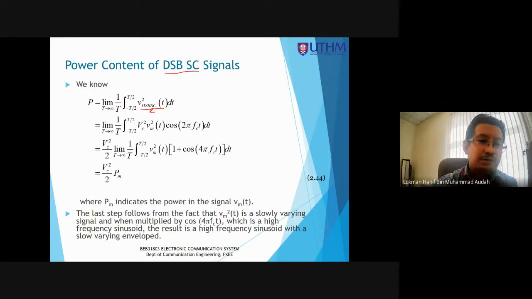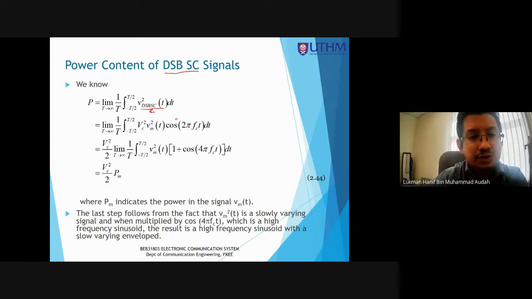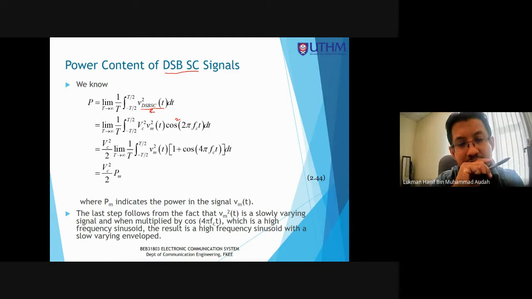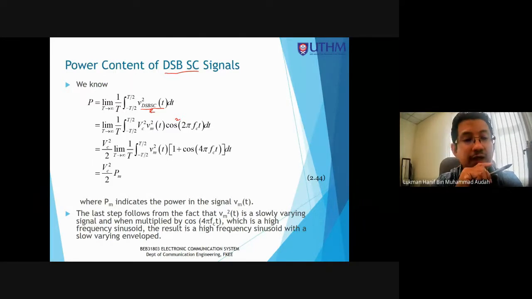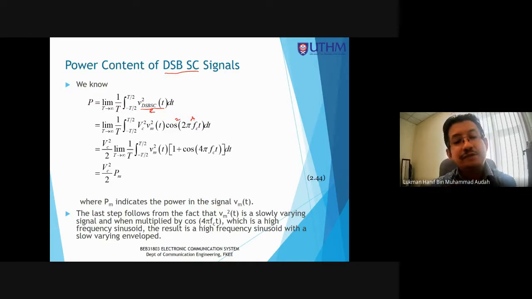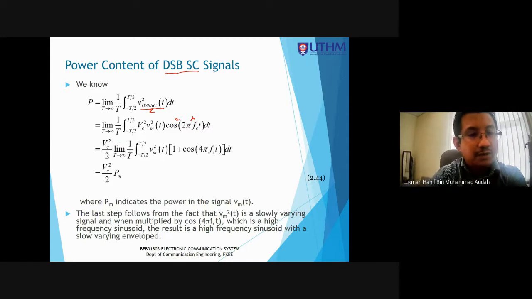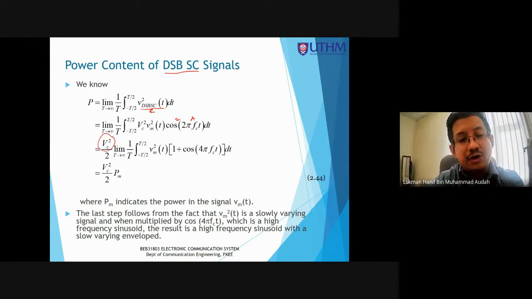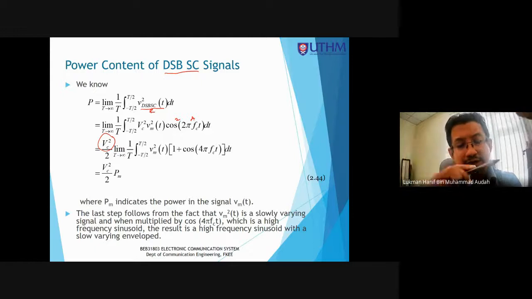And apabila dia kamirkan, so dia kembangkan equation ini, so ini sepatutnya ada kuasa 2. Dan cos kuasa 2 according to trigonometry identity, it is equal to 1 over 2, 1 plus cos 2a. So ini 2a, a di sini adalah ini, so dia jadi 2 kali ganda, so jadi 4 pi fct. Ini tak perlu hafal, jangan hafal. Okay, so and then dia carrier constant dia bawa keluar, and then dikamirkan terhadap masa.